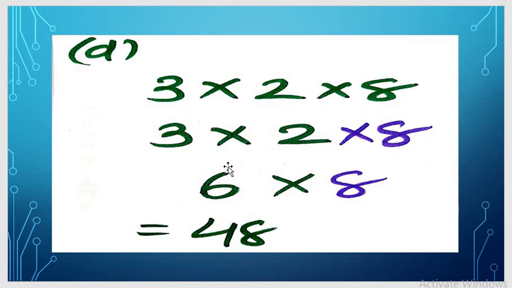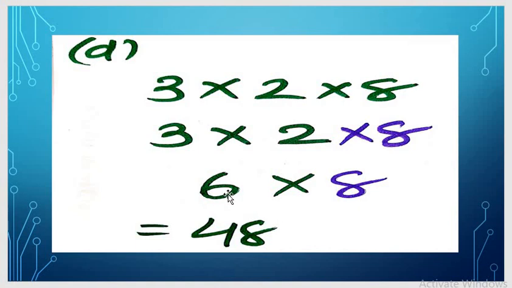So 3 2s are how many? 6. Multiply by 8 as it is. 3 2s are 6. First of all we do these two digits, then multiply by 8. So we wrote here 3 2s are 6. Got my point, all students? Then I multiply by 8. So 6 8s are how many, all students? 6 8s are 48. Understood? I hope you all understood.